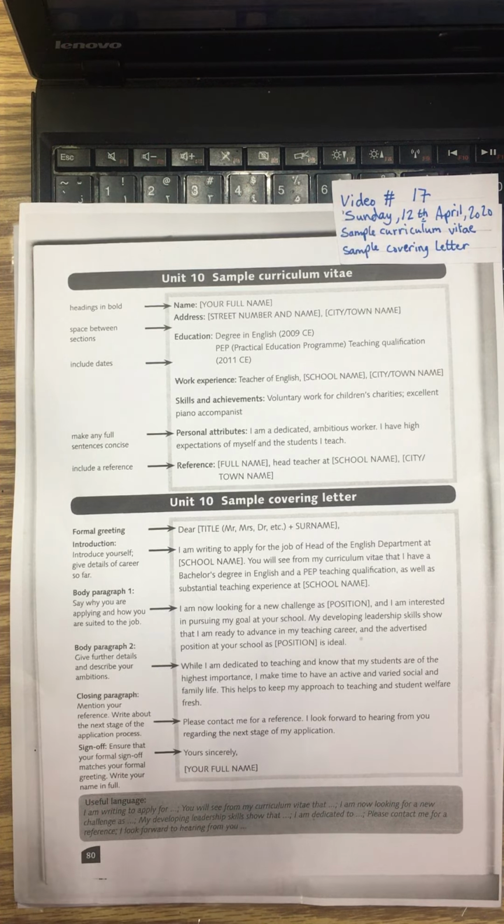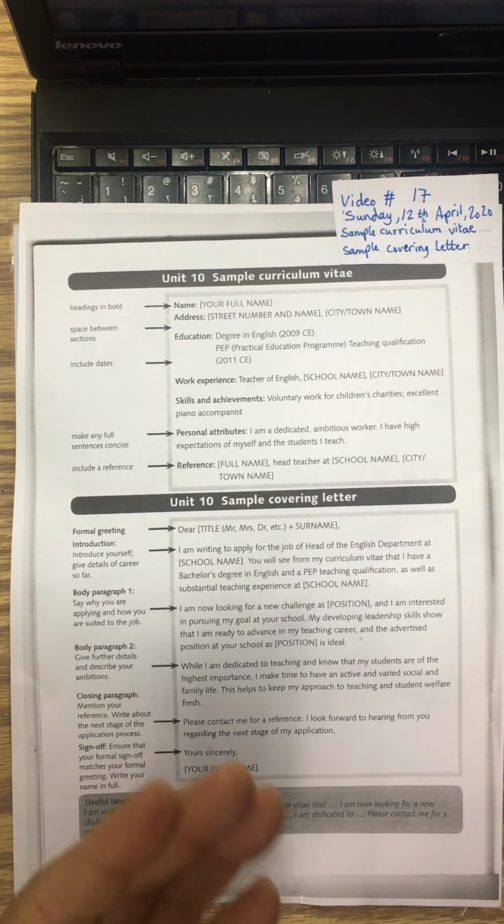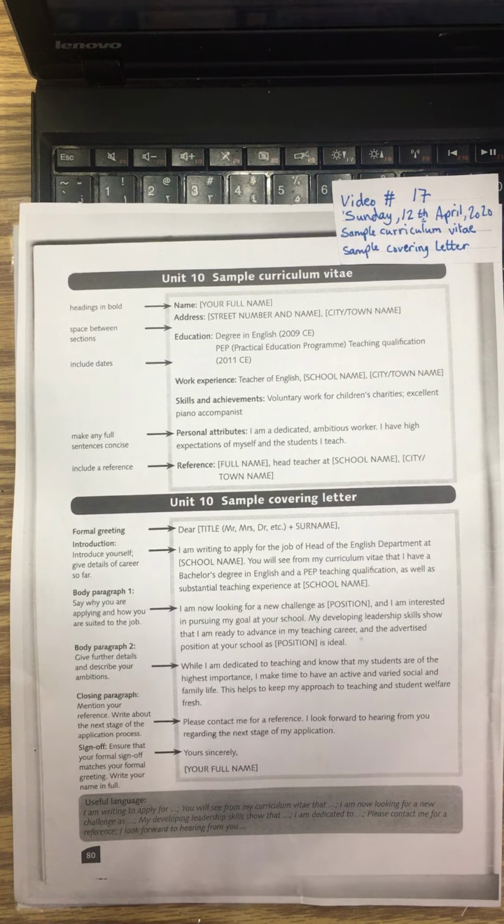Finally, this is the conclusion or the closing paragraph. Mention your reference. Write about the next stage of the application process, meaning what will happen next. So I say: please contact me for a reference. If you want any reference, come back to me. I look forward to hearing from you regarding the next stage of my application and whether you are going to accept me or not. But he's hoping he will be accepted in that position.